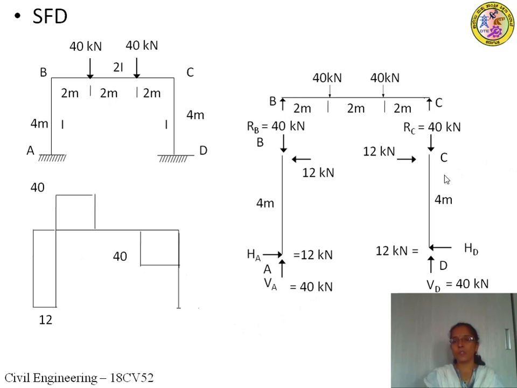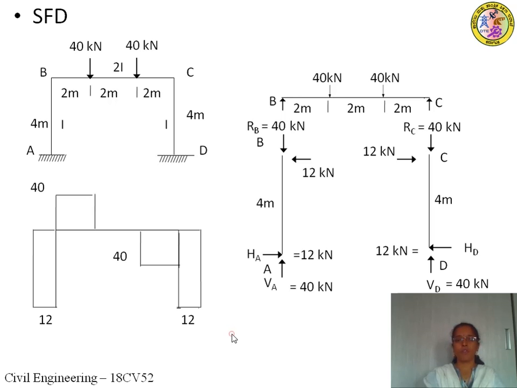Similarly for CD member, let us consider this force and the HD force. These two are two equal, opposite and parallel forces. So these two are inducing clockwise couple. Therefore the shear force is positive in this case. Therefore we have to draw it to the right side of the vertical member. So this is the shear force diagram for the vertical member CD.